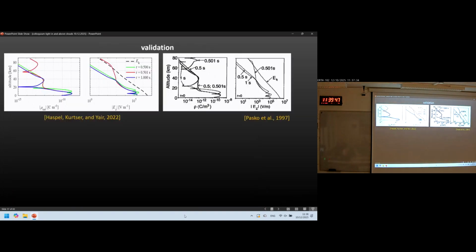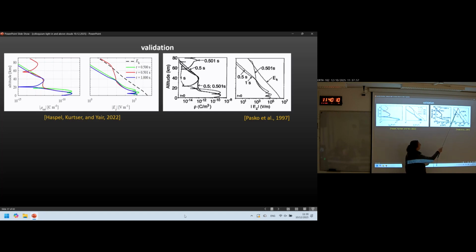Validation. So let me validate against Pascal's work from 1995, 1997. Here are his original plots of the vertical profile of charge density and the electric field. And the moment where you get a sprite is this curve here. This line is the breakdown field. And this curve is the new electric field due to the lightning event.